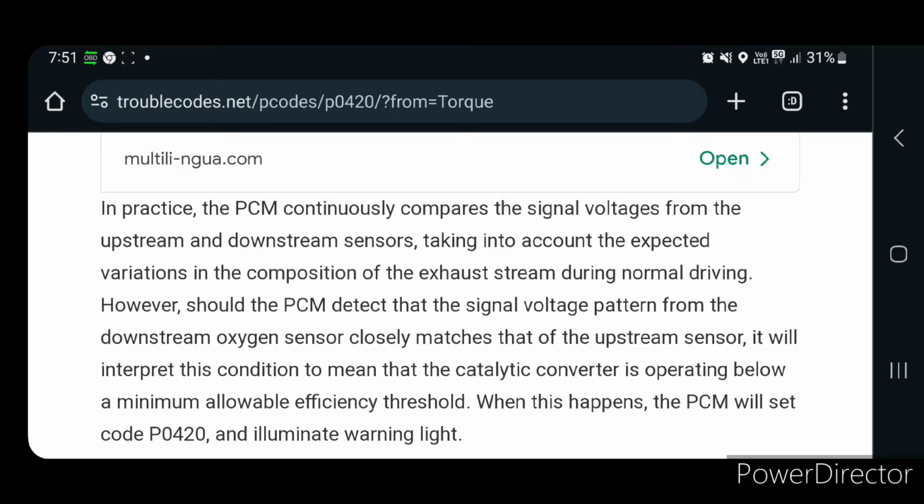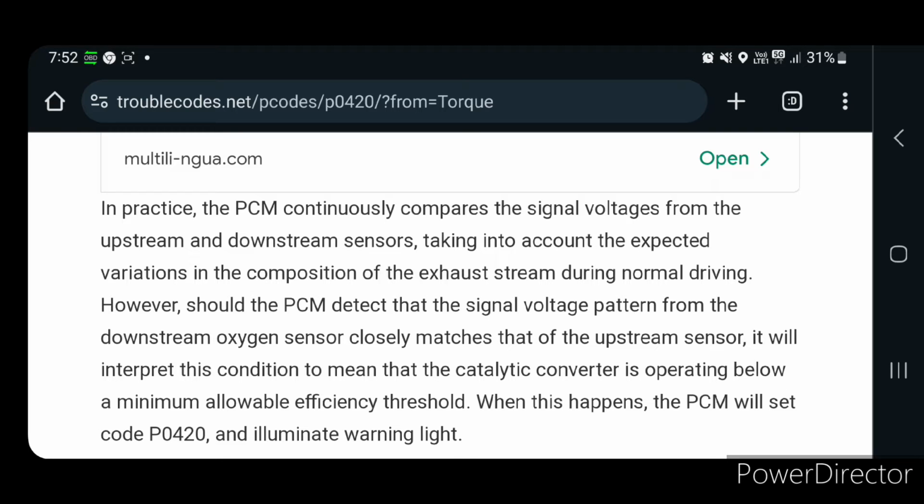So let's read it again. However, should the PCM detect that the signal voltage pattern from the downstream oxygen sensor, meaning after the catalytic converter, guys, closely matches the upstream sensor, it will interpret this condition to mean that the catalytic converter is operating below the minimum allowable efficiency threshold.